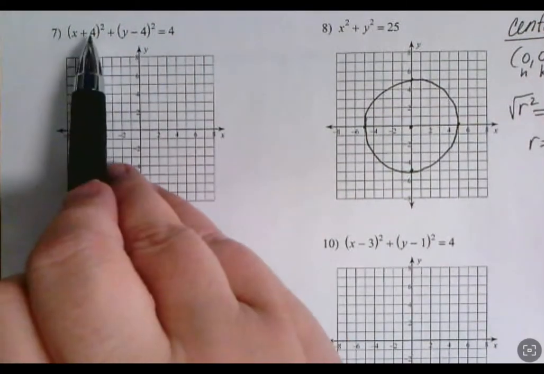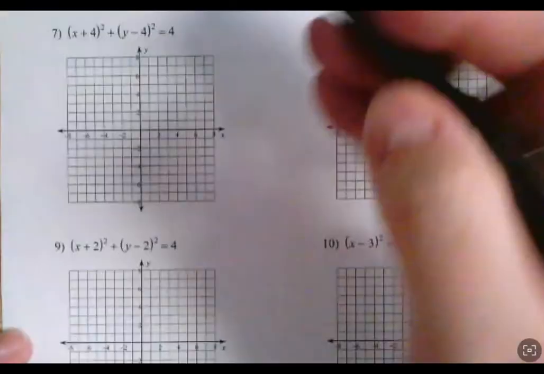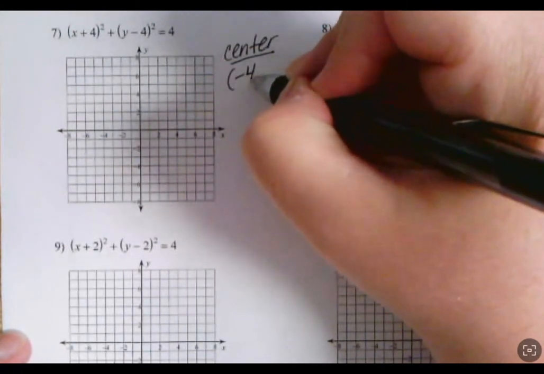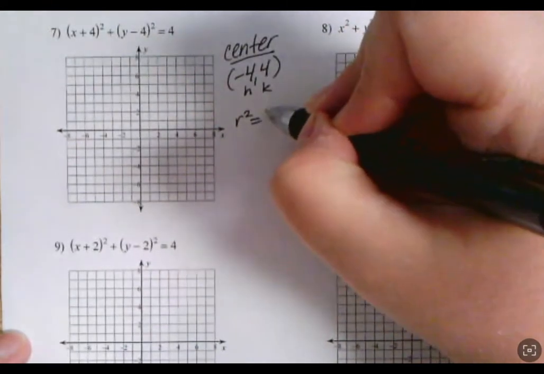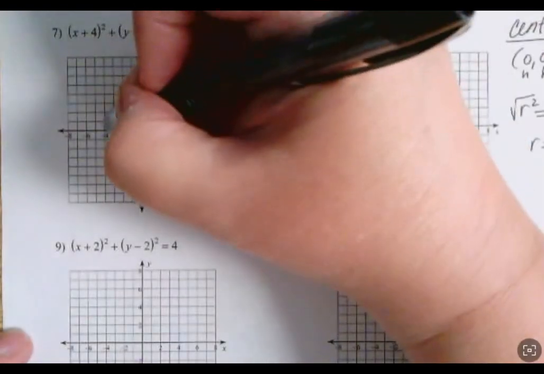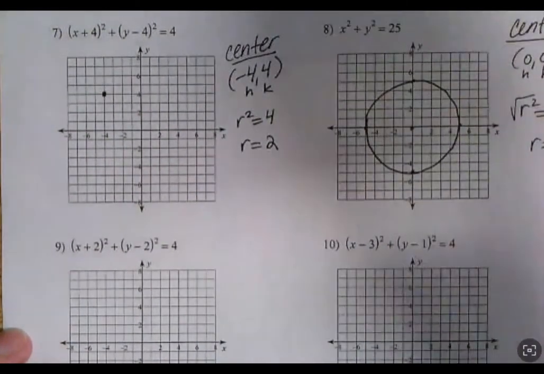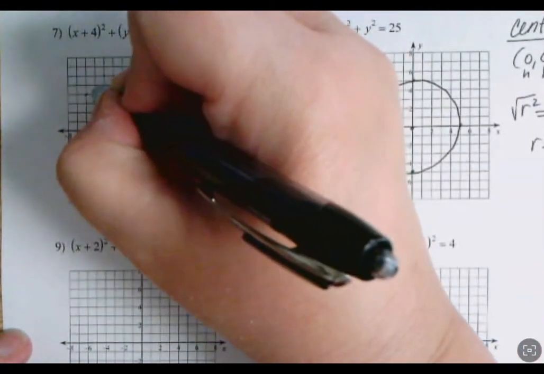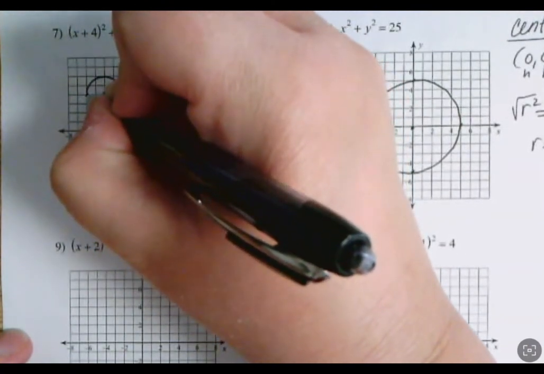Okay, 7. The h is going to be negative 4 and the k is going to be positive 4. So my center is at negative 4, positive 4. My radius squared is 4, which means my radius is 2. So negative 4, positive 4, there's my center. And I'm going to go up, down, left, and right 2. And that's how big my circle is.